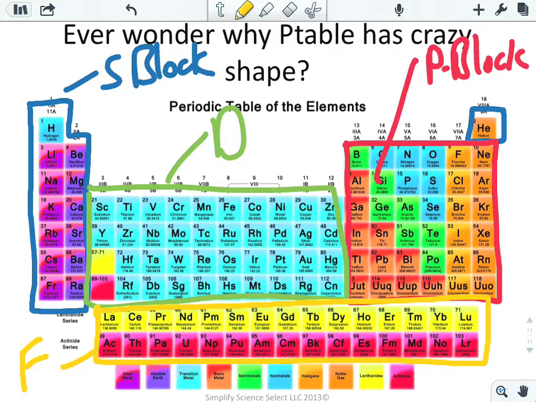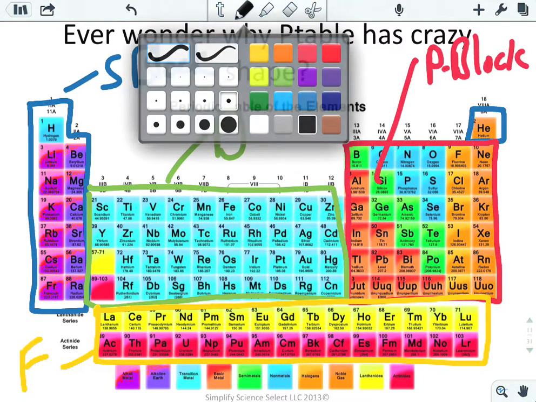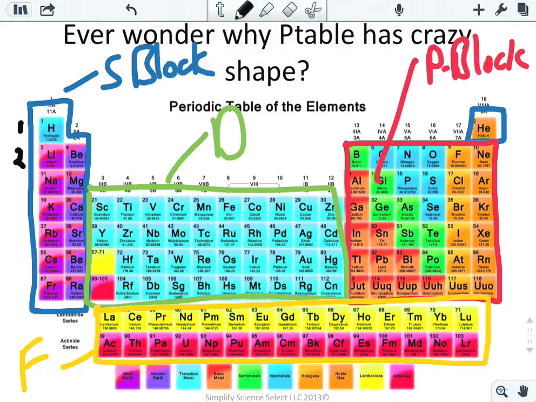Now, when we're looking at our energy levels, we're going to see that our energy levels are designated by the period on the periodic table. So 1, 2, 3, 4, 5, 6, 7. And we'll talk more about this when we're talking about the Aufbau principle. But this is why we get our shape on the periodic table and how it's set up.